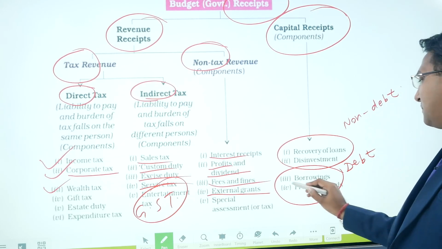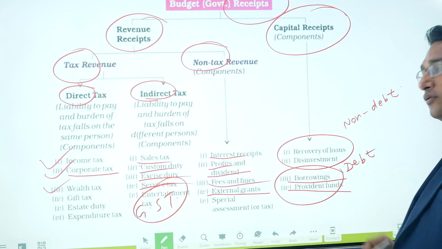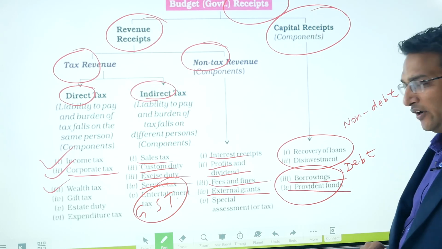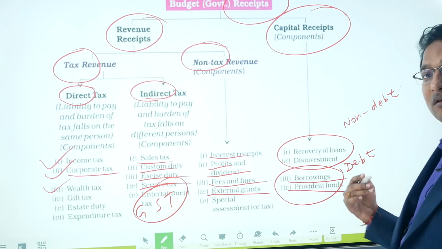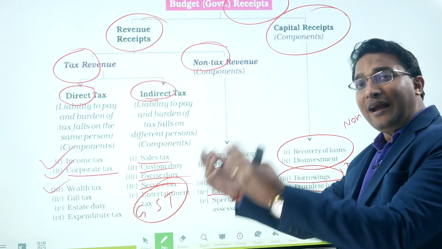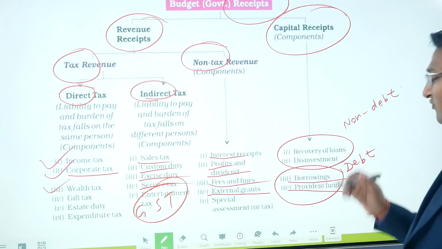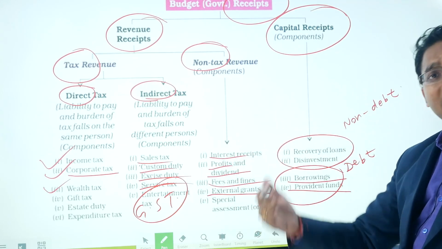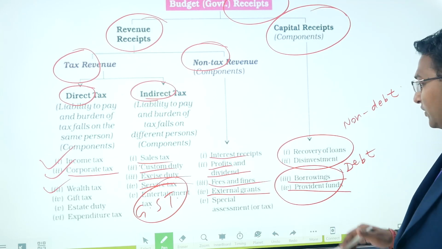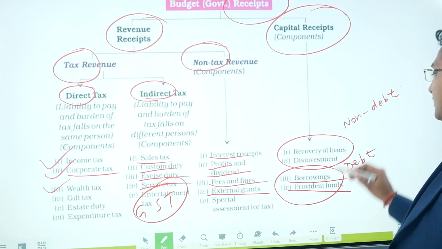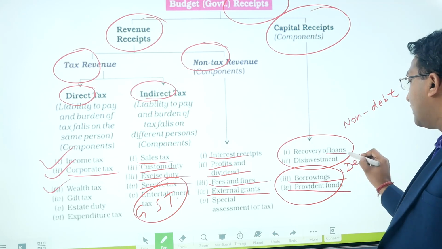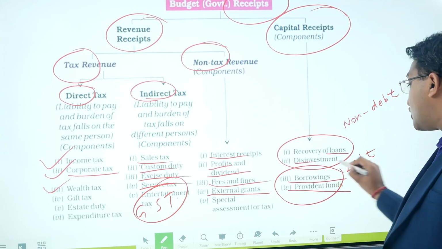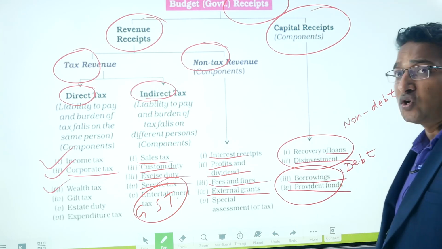Debt receipt can be in the form of borrowing or in the form of public deposits like provident fund. Borrowing is something for which the government goes to the public and demands the money. Provident fund is something where the public comes to the government. Non-debt receipts, for example, are loan recovery and disinvestment. These are the examples of capital receipt.